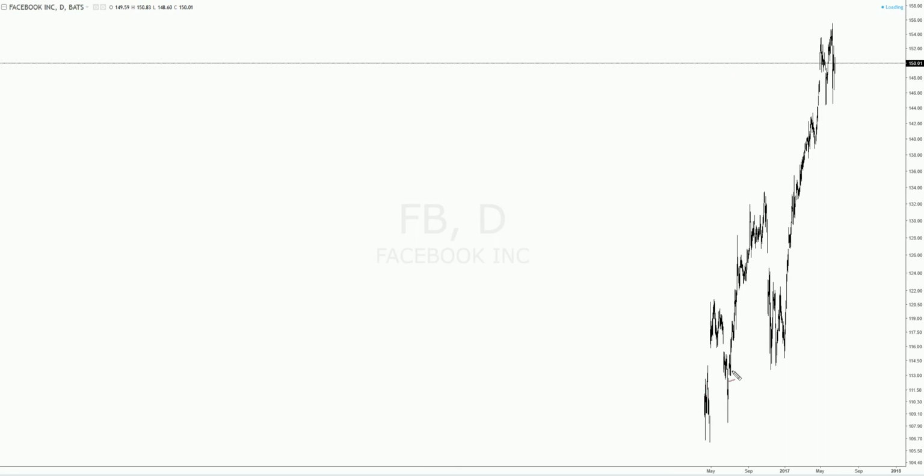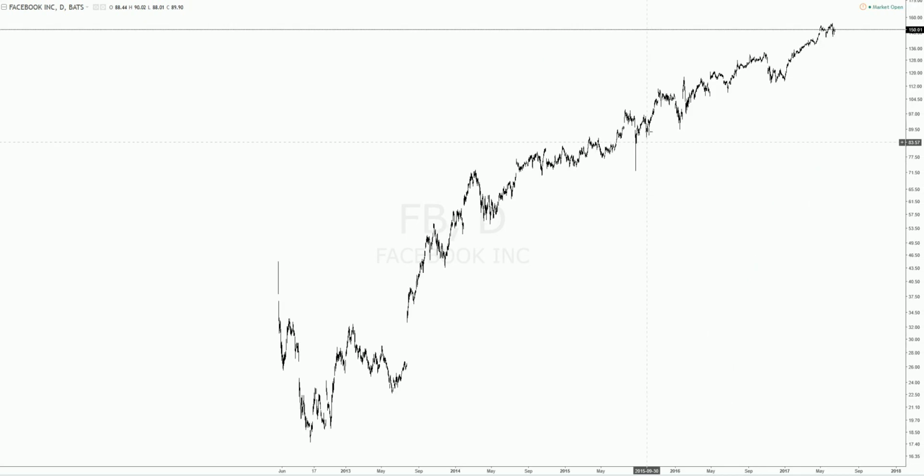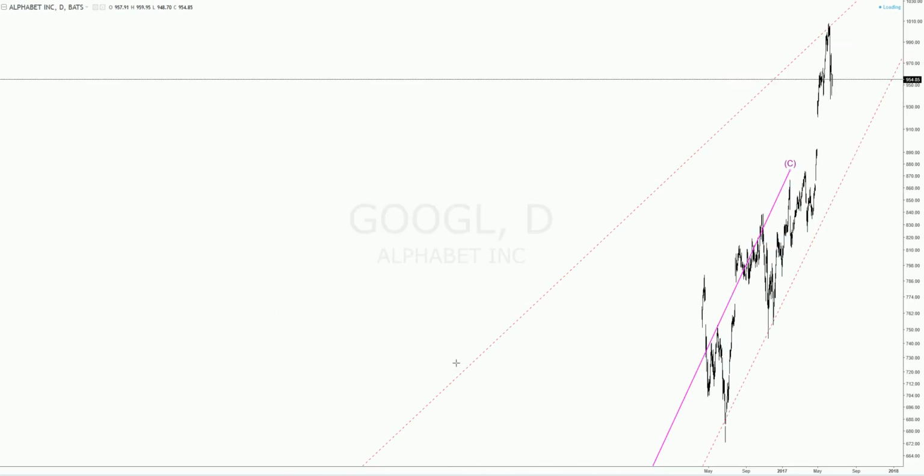If it clicks, there you go. You take a look at Facebook, and you have a 1, a 2, and a 3. Okay, you can certainly look at it that way. But for me, I look at this as a great big 1. Might get a correction, and then we'll continue higher.